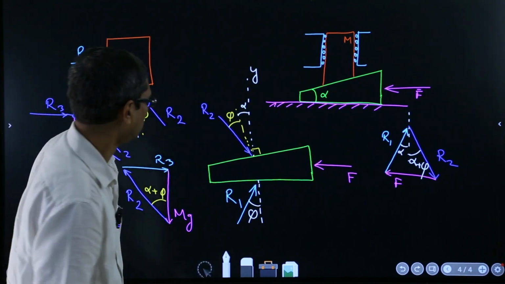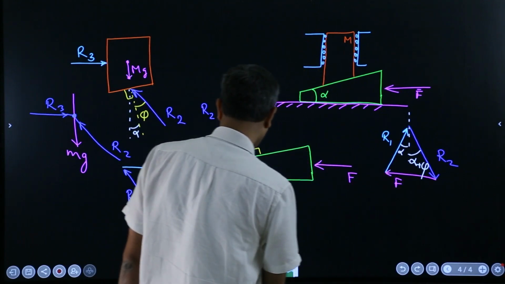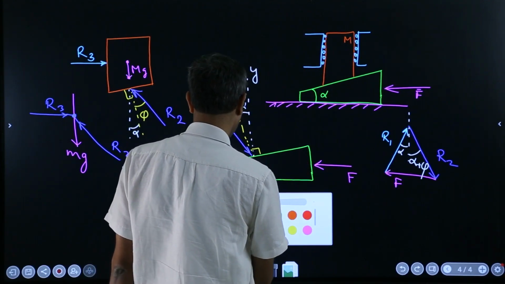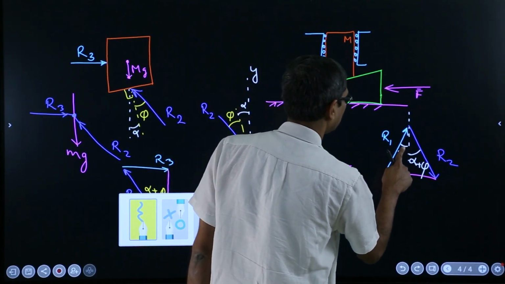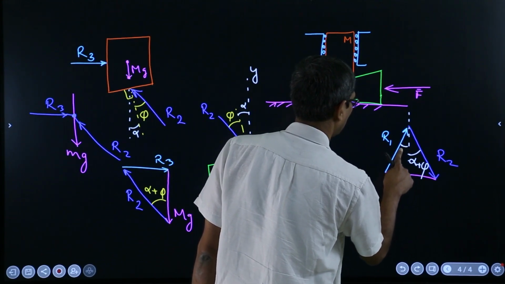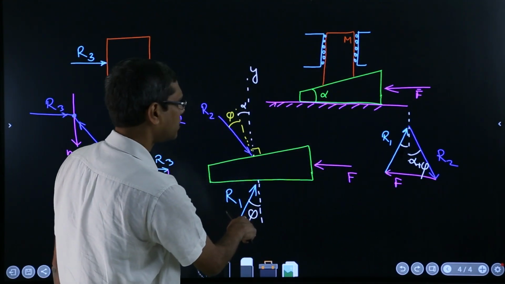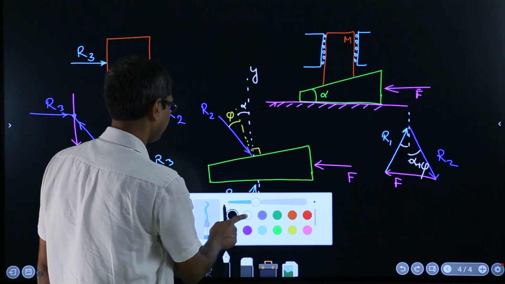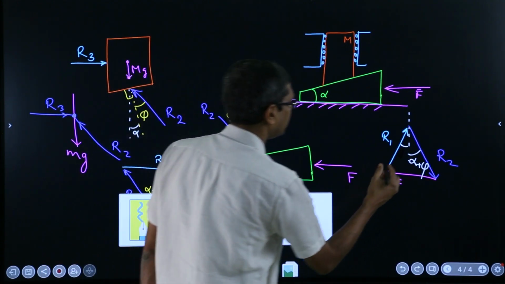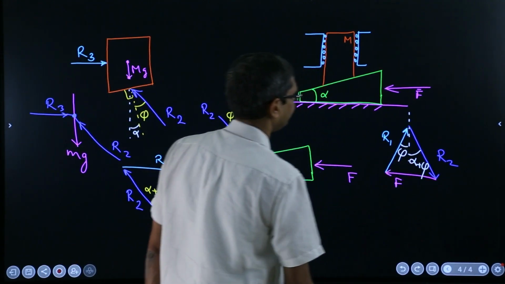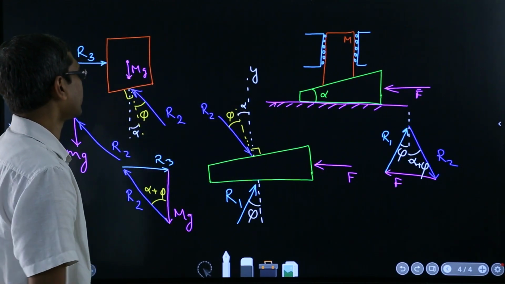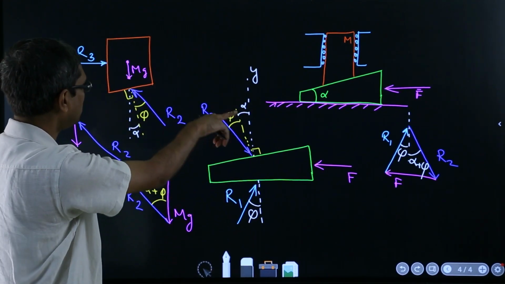I think there is something wrong here. This should be phi, isn't it? Let me erase this. This is R1, phi, isn't it? This is phi. Yeah, and that R2 is alpha plus phi.